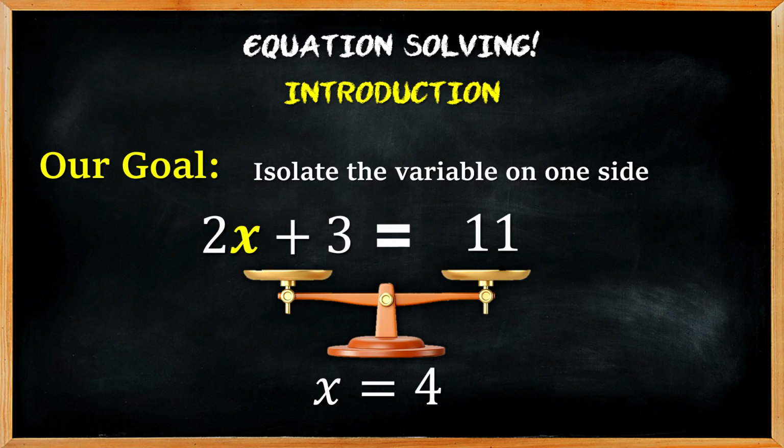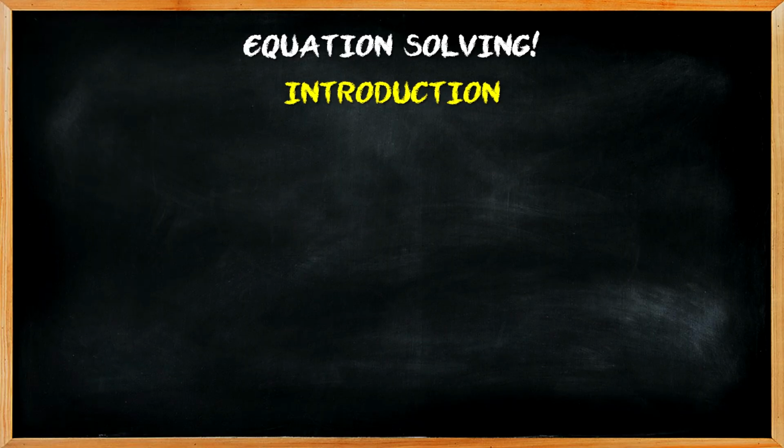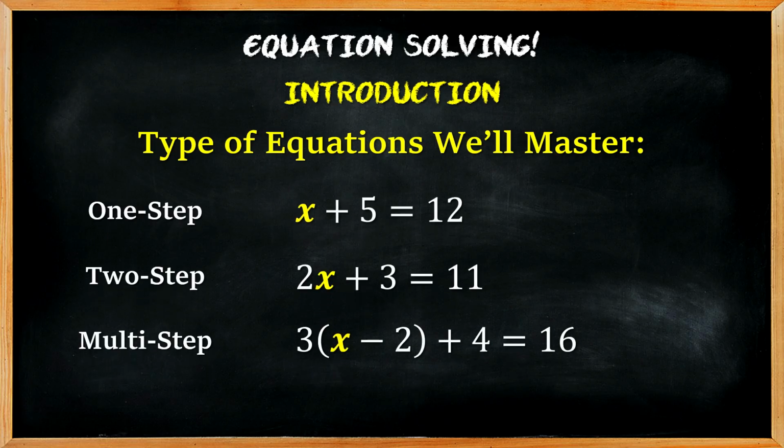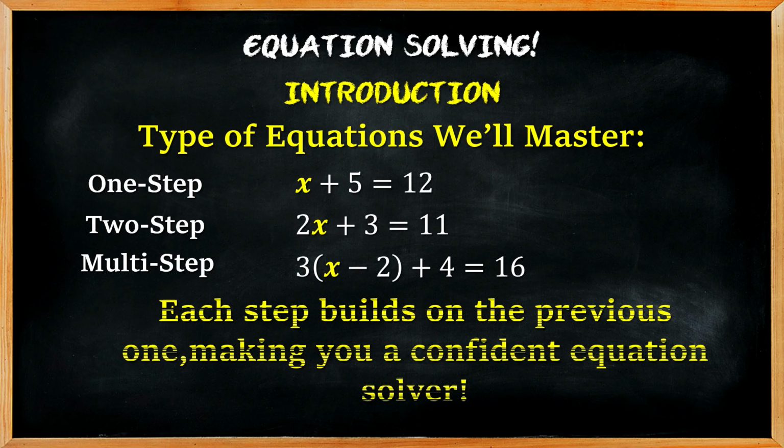Throughout this series, we'll learn to solve different types of equations, from simple one-step problems to more complex multi-step challenges. We'll start with one-step equations like x plus 5 equals 12, then progress to two-step equations, and finally tackle multi-step equations with parentheses and multiple operations. Each step builds on the previous one, making you a confident equation solver. By the end of this series, you'll have all the tools you need to tackle any equation with confidence.